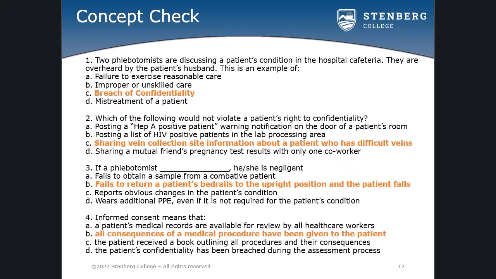Question 3. If a phlebotomist blank, he or she is negligent. The answer is B, fails to return a patient's bed rails to the upright position and the patient falls. In A, you should not obtain samples from a patient who is resisting. In C, you should be reporting changes in the patient's condition to the nurses.